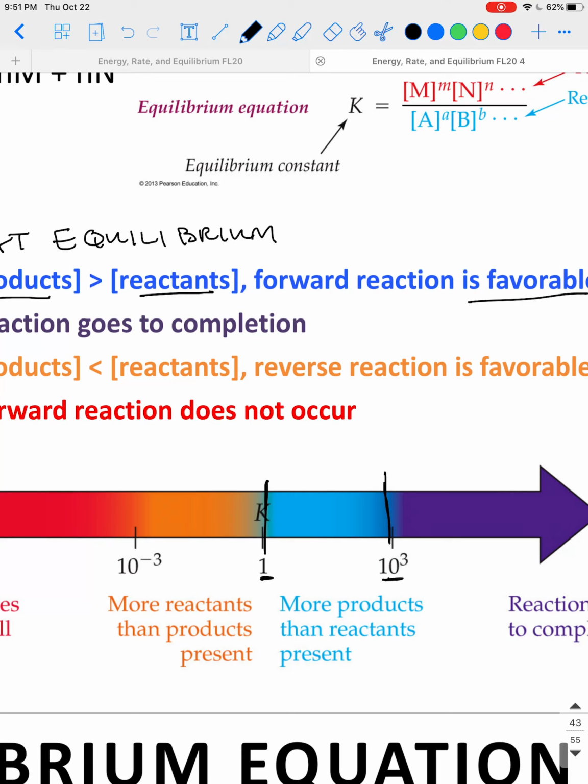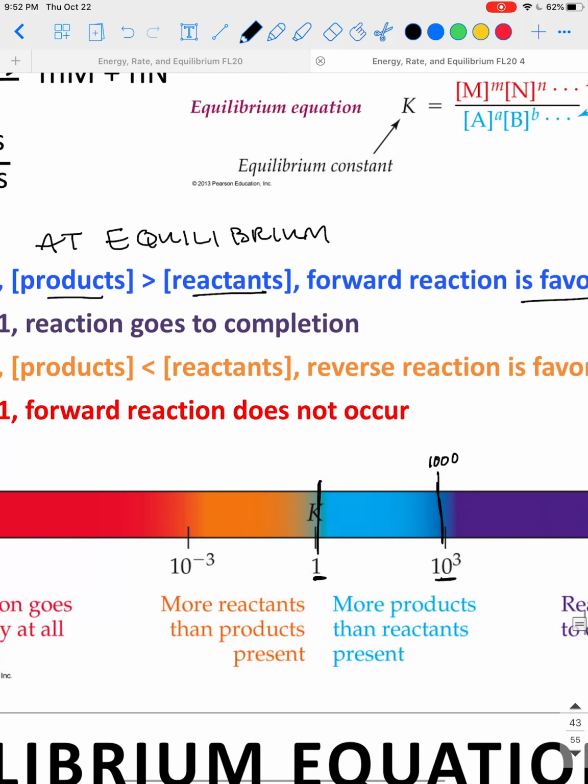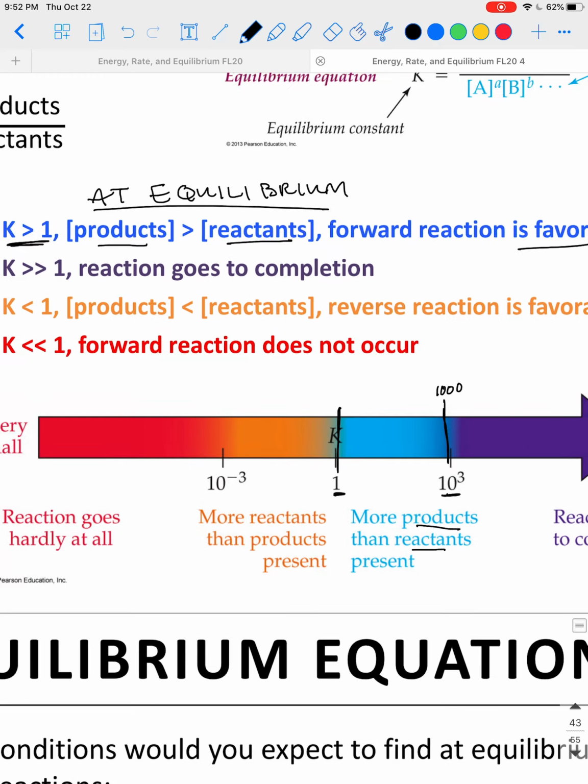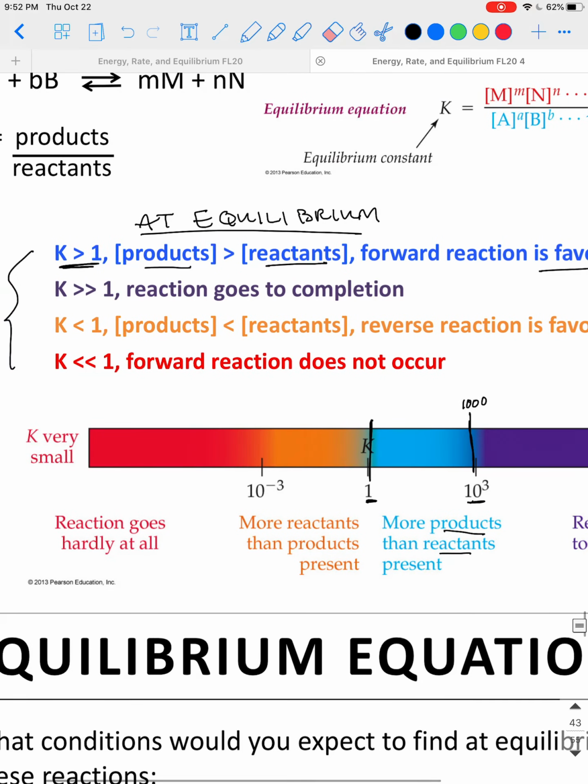If K is essentially any number between 1 and 10 to the power of 3, which is 1,000, if K is a number between 1 and 1,000 at equilibrium, this is all at equilibrium, you're going to have more products than reactants.